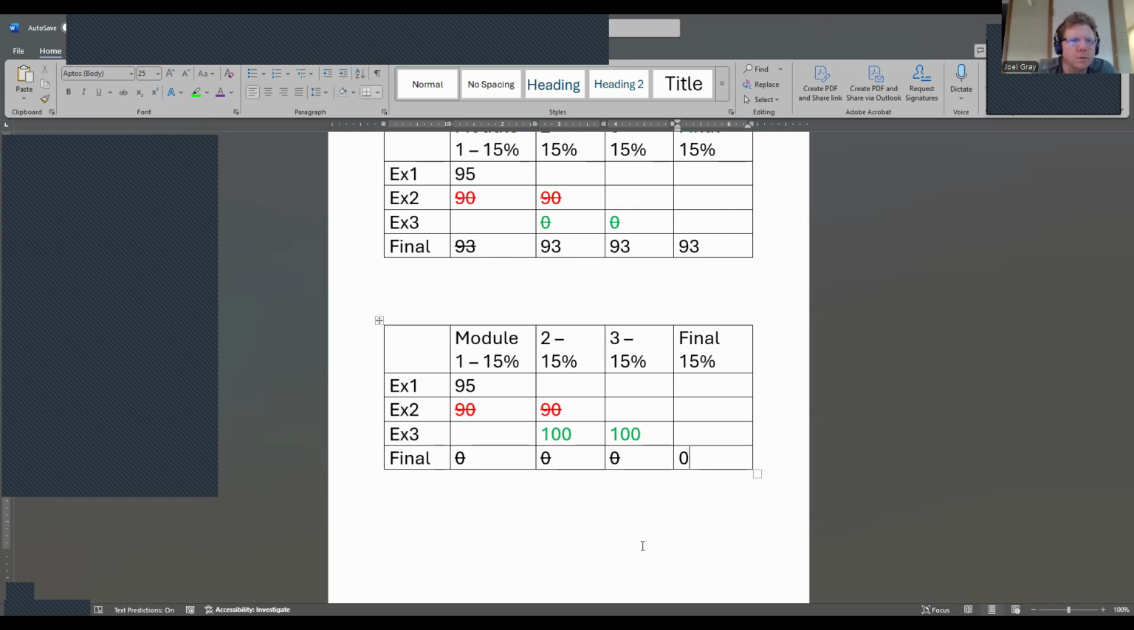What does that mean? It replaces the other grades, or the final potentially can replace grades.